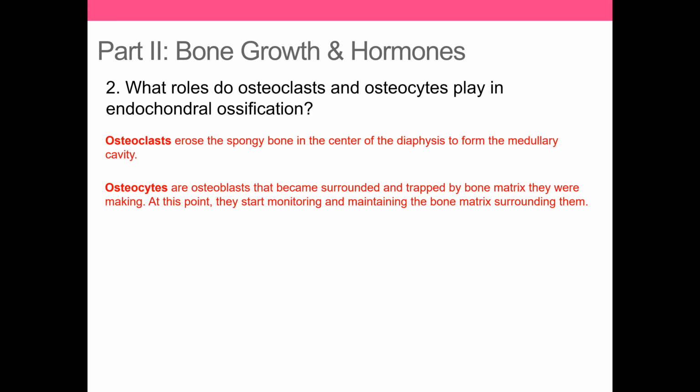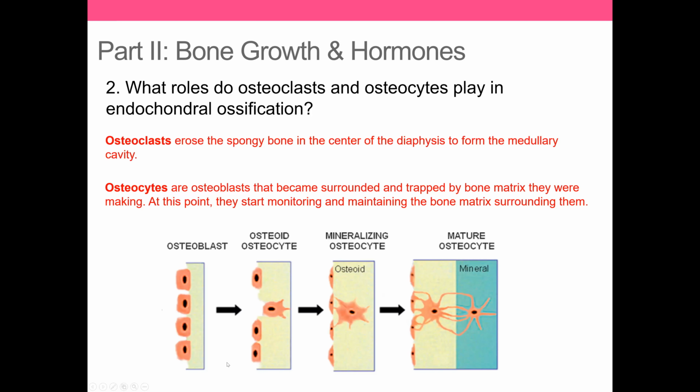Osteocytes are osteoblasts that become surrounded and trapped by bone matrix that they were making. Once they're trapped and stuck in place, they become an osteocyte and they start monitoring and maintaining the bone matrix in their immediate vicinity. So again, a little picture: an osteoblast laying down osteoid. They get stuck in the osteoid as they're building it and adding the minerals, and then they become osteocytes.